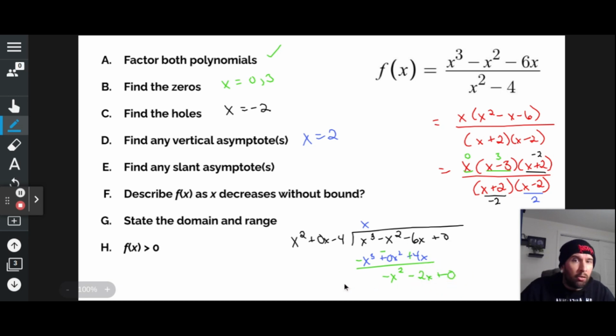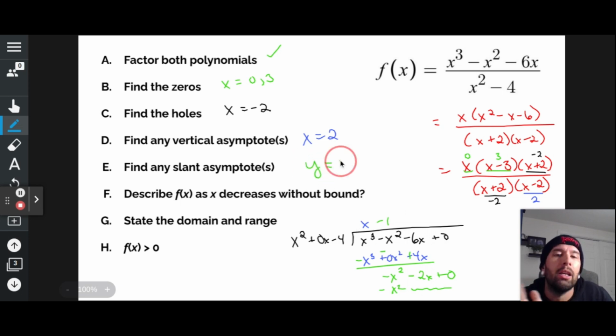Now, why do I keep mumbling it doesn't really matter? Because when we're finding slant asymptotes, all we need is the answer. We don't care about the remainder. That's all we need. So x squared goes into negative x squared negative one time. And so we would multiply everything by negative one, so negative x squared. Who cares, who cares, who cares? Because we don't care about the remainder. What I know is the slant asymptote is a linear equation given to us by y equals x minus 1. Okay?